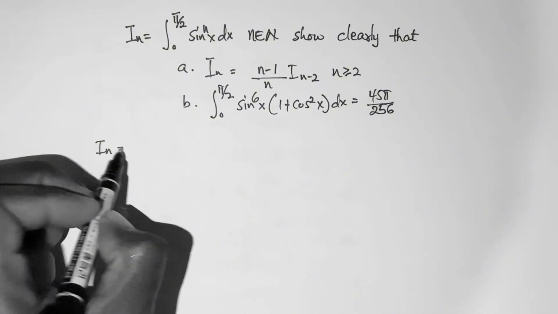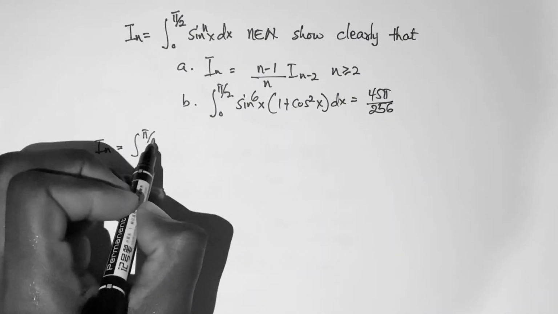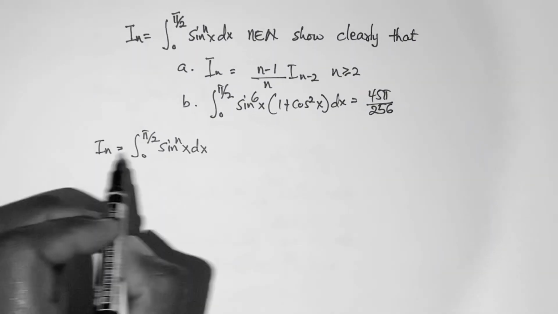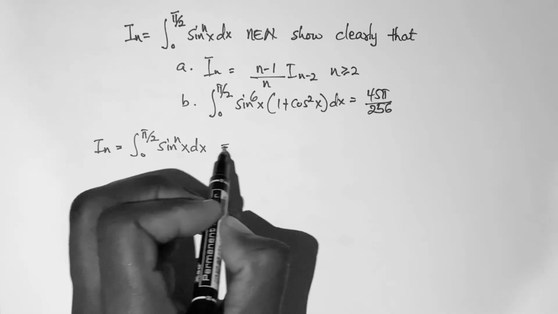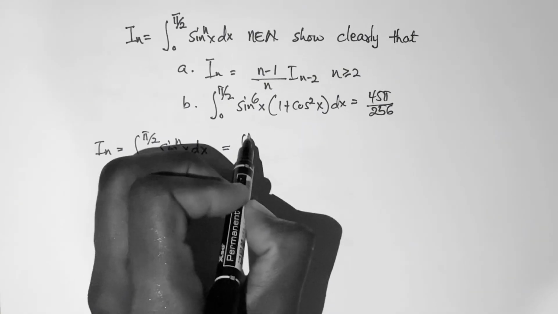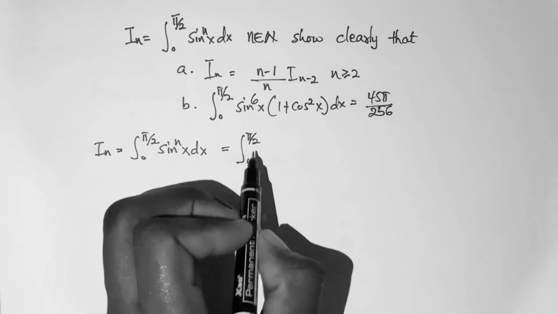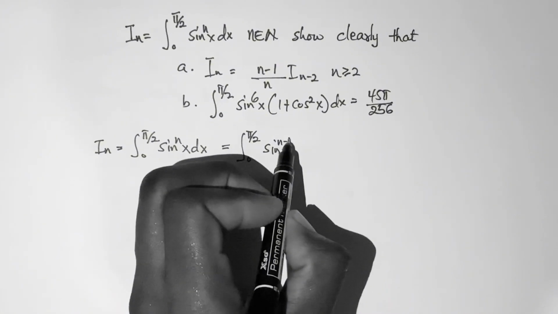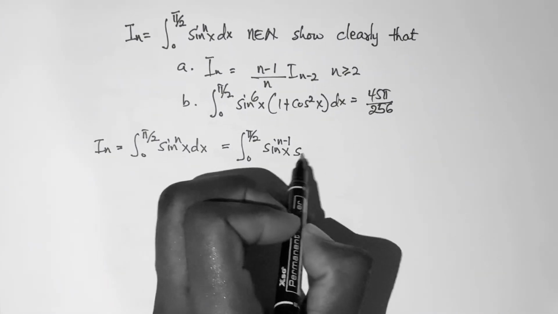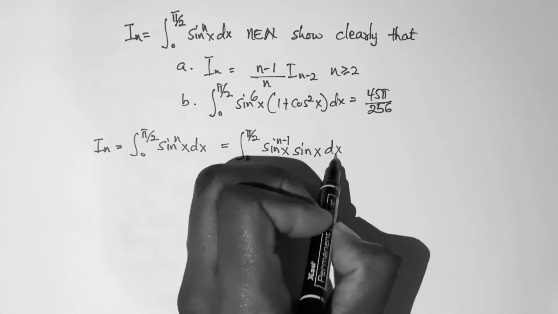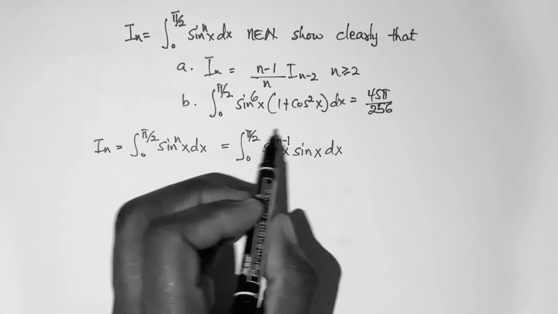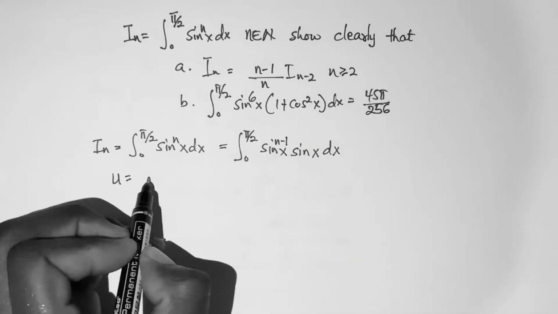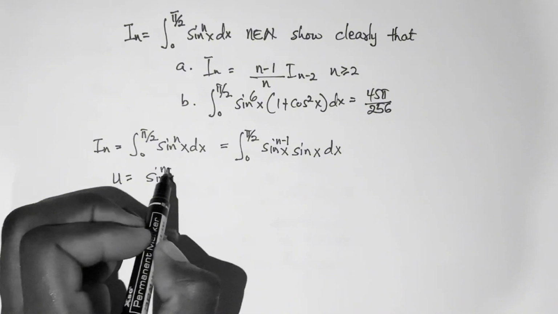I of n is equal to the integral from 0 to pi on 2 of sine x exponent n dx. So let's rewrite this as the integral from 0 to pi on 2 of sine x exponent n minus 1. And because I put n minus 1 here, I must multiply by sine x dx. So now we can differentiate sine x exponent n minus 1 and integrate sine x. So our u is equal to sine x exponent n minus 1.